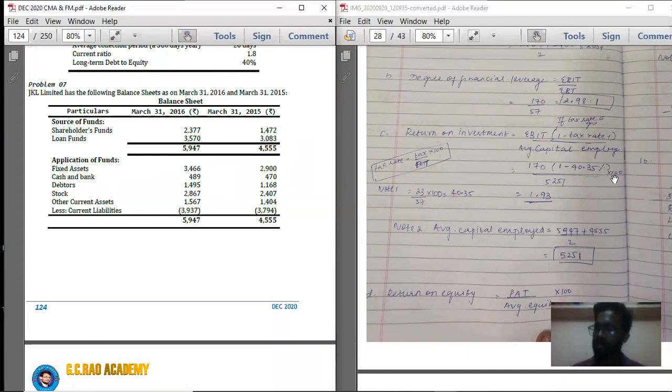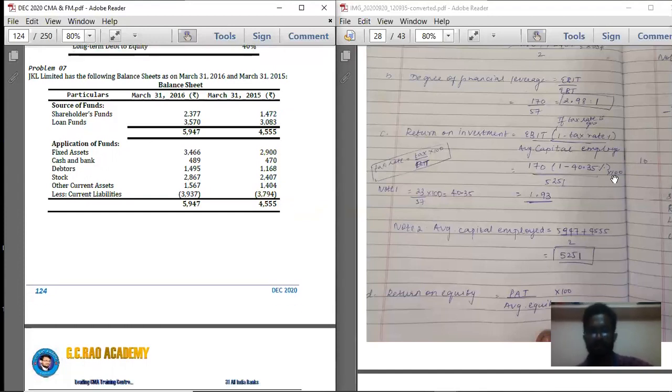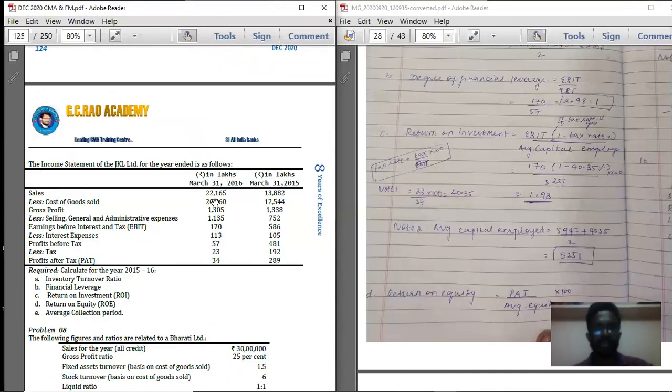So what is 1 minus 0.4035? It is 0.5965 into 170. You will get 101.405 divided by 5251 into 100. That is 1.93. The answer for return on investment is 1.93%. With this, we have completed return on investment.